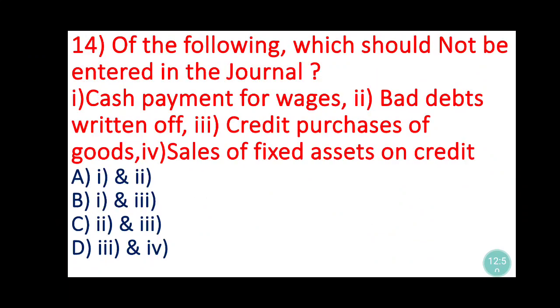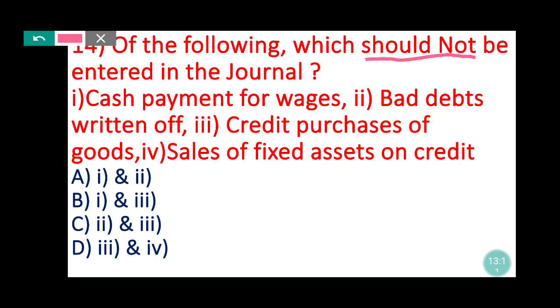So we now return 5 items, so we will issue a debit note amounting to 225. 14th one, of the following which should not be entered in the journal. Listen to the question, read the question properly. Which should not be entered in the journal? So what does not come here in the journal? The first one is given cash payment for wages.